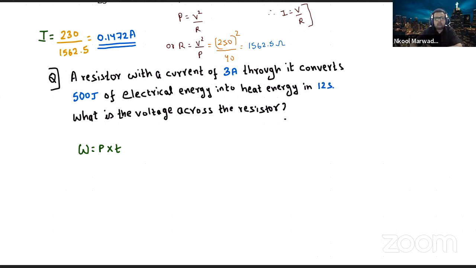And I can further write it. It implies that work done is equal to, what is power? V into I. So V into I into T. Here W I know, 500 joule. I know 3 ampere and T I know, 12 seconds. So I will write the V which I have to calculate. V will be W upon IT.